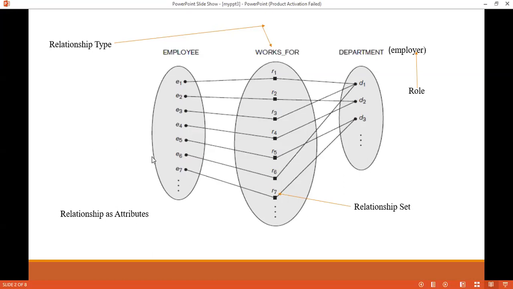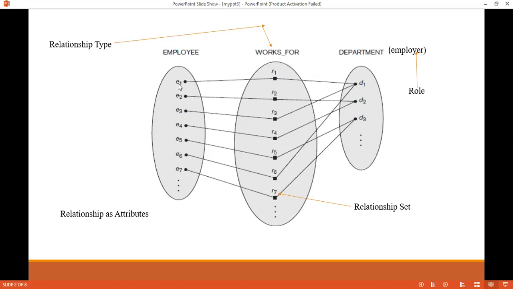Now we have understood what a relationship is. A relationship is an association between two entities. My dear friends, employee is an entity type, whereas E1, E2, E3, E4, E5, E6, E7, all these are entities or entity sets. Now we have defined what a relationship is. A relationship is nothing but it is an association between two entities. My dear friends, what is the association here?